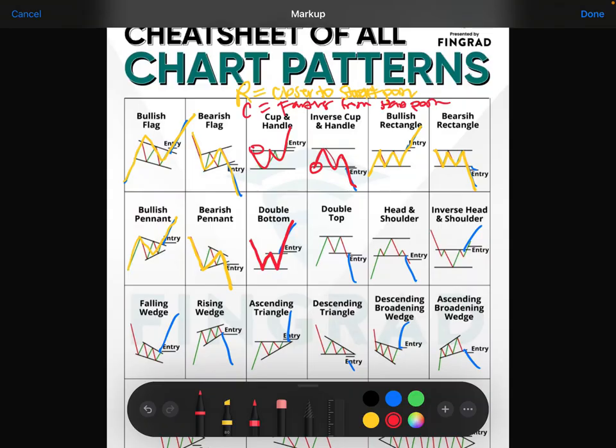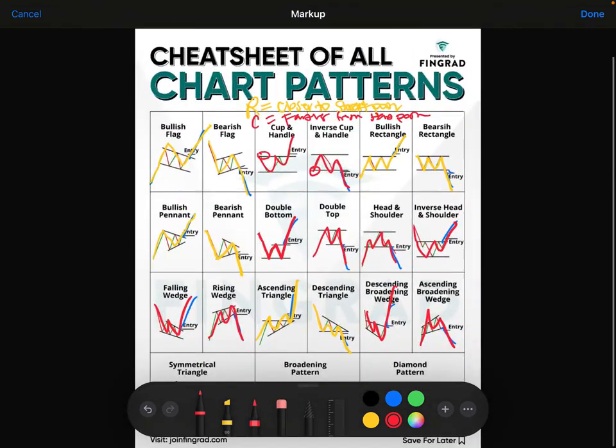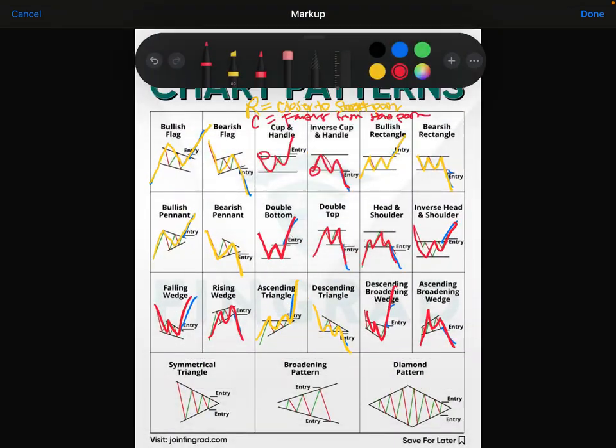The double bottom is going back to where we started, which means it is a reversal. This is going back to where we started, going back to where we started, going the opposite direction, going back to where we started. Same thing.